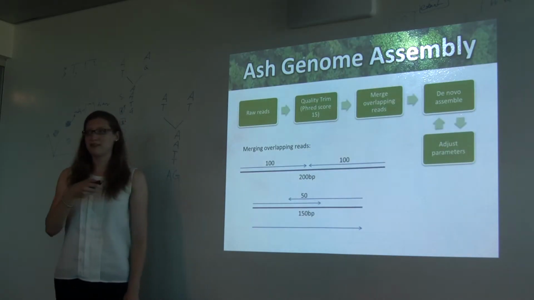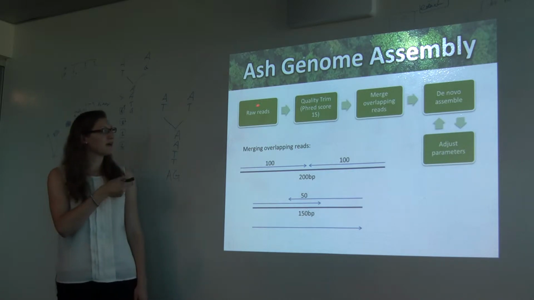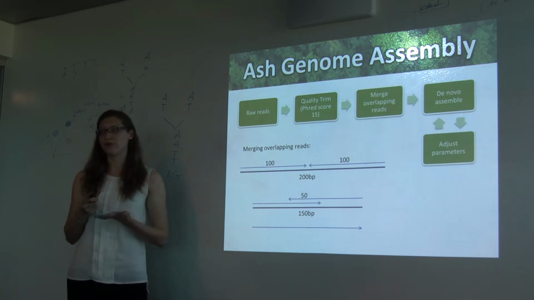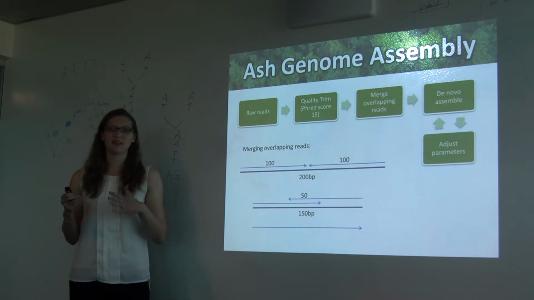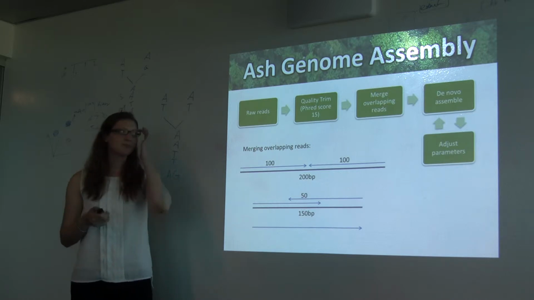So this is the general method by which I assembled the reads. So we get the raw reads, and then quality trim them to a minimum Phred score of 15. A Phred score is an idea of the quality. So the higher the Phred score, the better the quality.